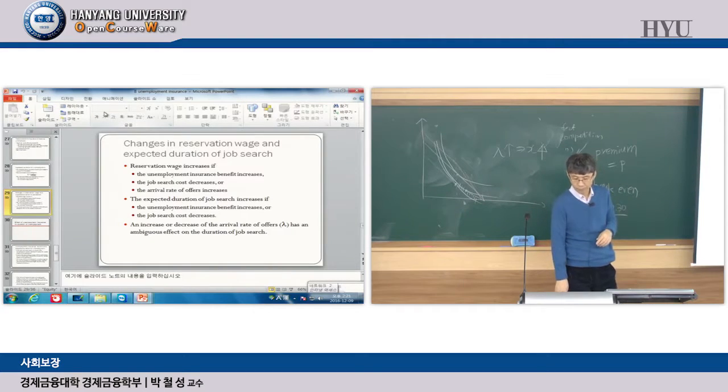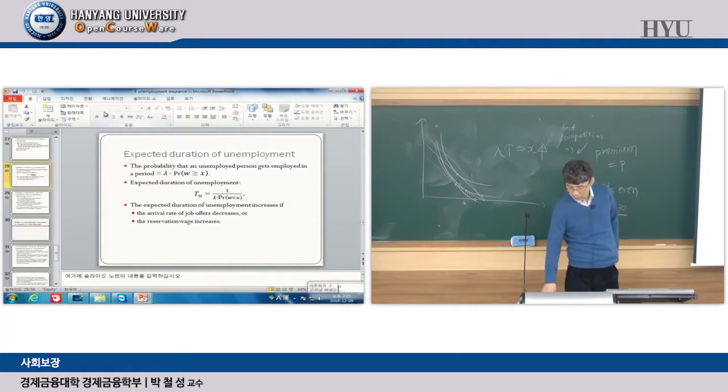Right, exactly. So arrival rate may increase or decrease the job search duration depending on how this changes.